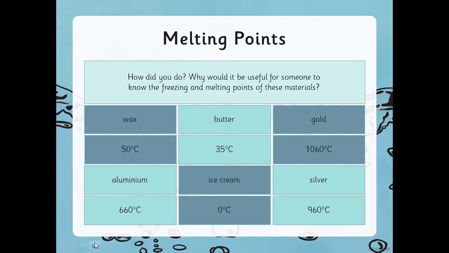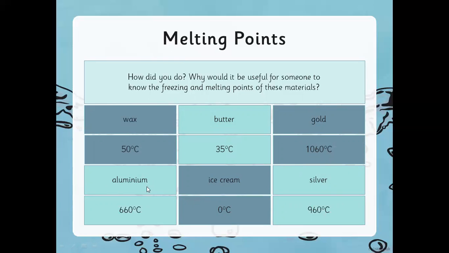Okay, so wax melts at 50 degrees Celsius, so that would be like a candle. Butter melts at 35 degrees Celsius. So if you held butter in your hand, it would start to melt. Gold is a very, very strong metal, so that needs to be heated at 1060 degrees Celsius. That's an awfully high heat, that one, isn't it? You'd need a very special piece of machinery to melt gold.